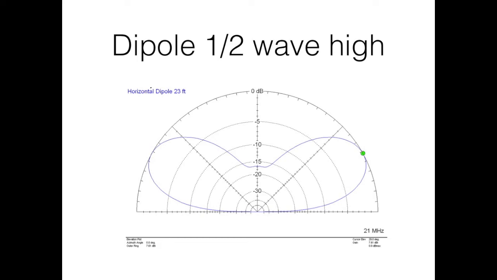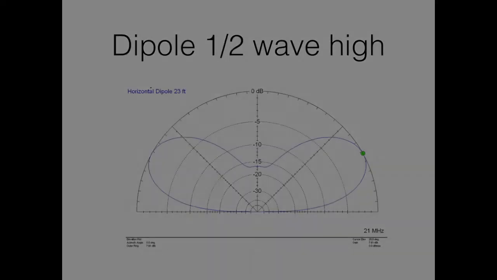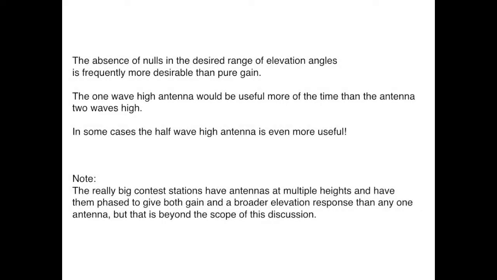You can cover a whole lot more angles effectively with a dipole a half wave above the ground than you can with a dipole that is one wave or two waves above the ground. The absence of nulls in the desired range of elevation angles is frequently more desirable than pure gain. From a practical standpoint, the one wave high antenna would be useful more of the time than the antenna two waves high. In some cases, the half wave high antenna is even more useful.